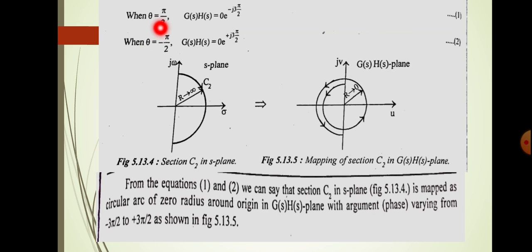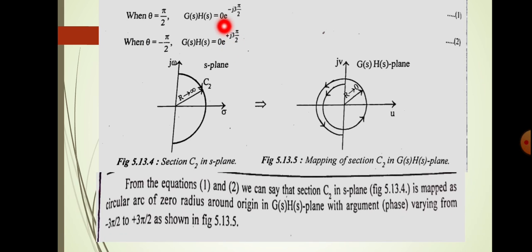So when θ is equal to plus π/2, what will happen to G(s)H(s)? G(s)H(s) will become 0 into e raised to minus 3jπ/2. And when θ equals minus π/2, G(s)H(s) is equal to 0 into e raised to plus j3π/2. This is a simple substitution.